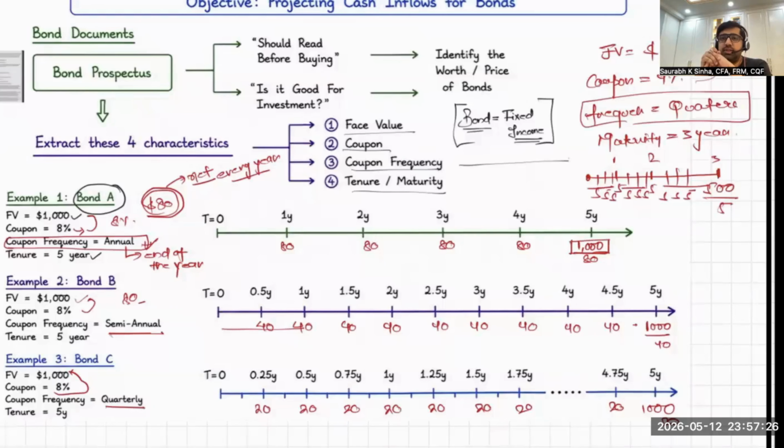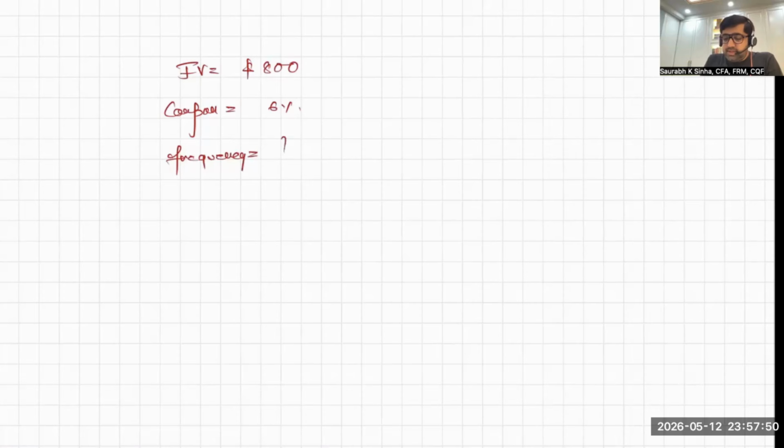Do you need one more question to feel confident? Write the question. Face value $800, coupon 6%, frequency is equal to semi-annual, maturity 2 years.